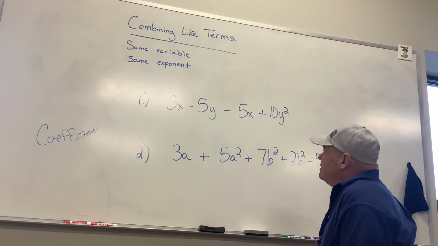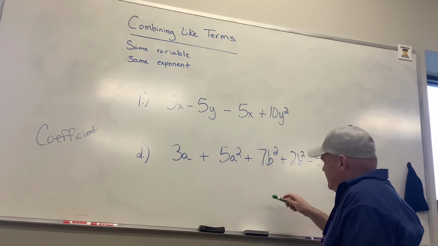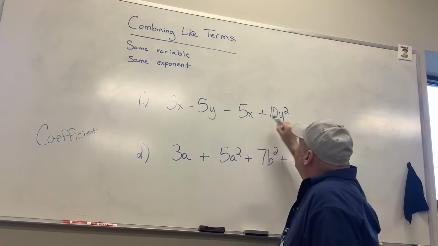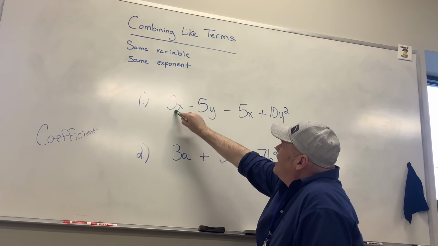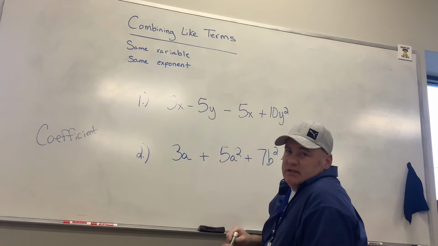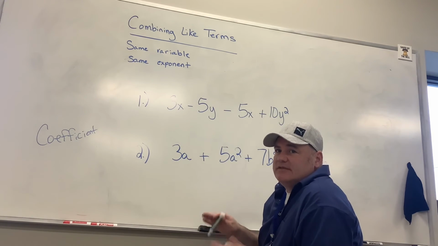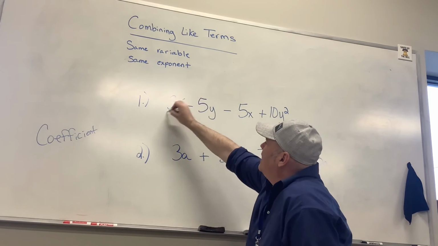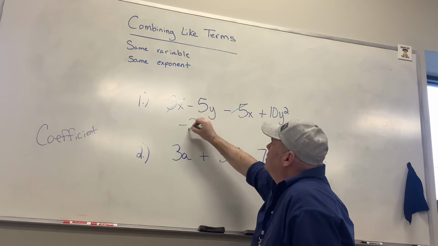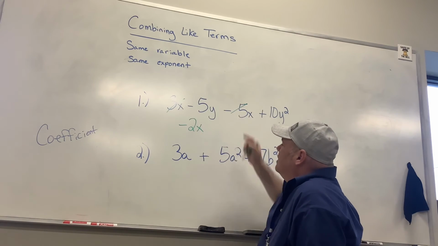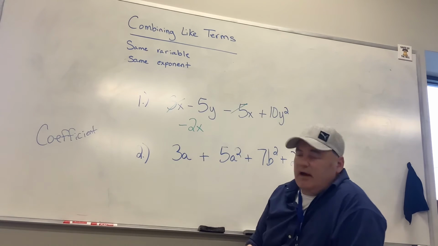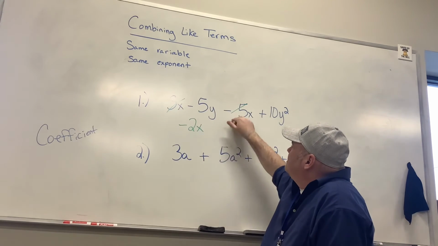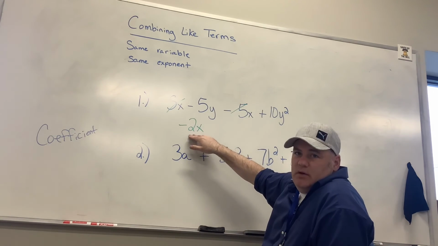So let's look at this one first. I look and say, is there any other x up here? There is. So I got 3x minus 5x. So I have 3 positive minus 5. That puts me at negative 2. And don't forget your x. Doesn't get rid of the x, it's still there. So I had 3 of them, I subtract 5 of them, I have negative 2 of them.